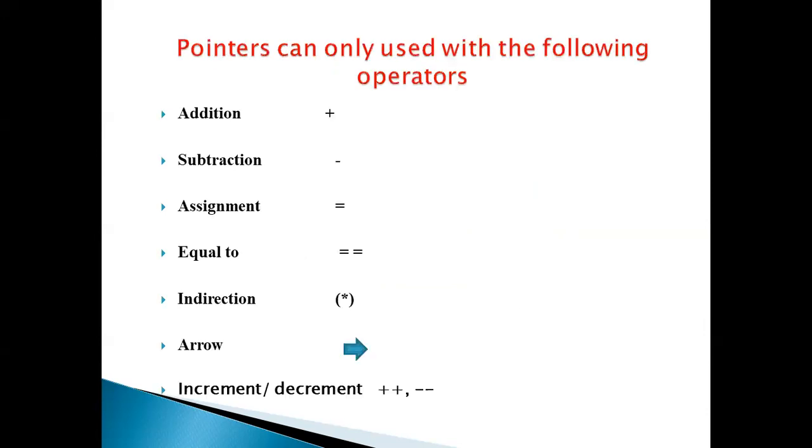Pointers can only use the following operators: addition, subtraction, assignment, equal to, indirection, arrow, increment, decrement. That is, we cannot use pointers for multiplication and division.